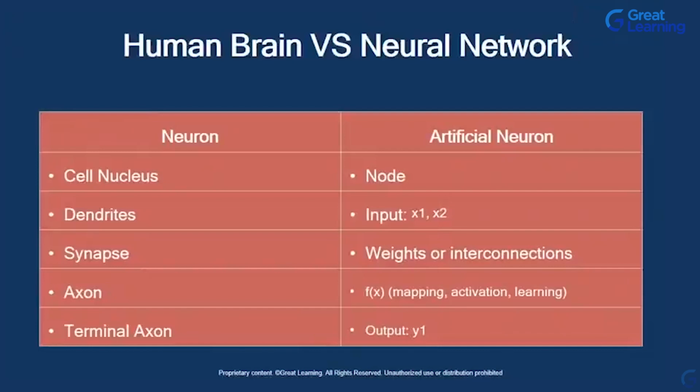Now we have the axon in our human brain. In the neural network, it corresponds to mapping, activation and learning. Lastly, we have the terminal axon, and for the artificial neuron, we have the output, that is the output layer. Why go for human brain versus neural network? We all know that a neural network is basically a replica of the human brain, right? Those who are new to this domain want to know what is similar between the human brain and the neural network, so I just want to clarify what we have in the human brain, what we have in the neural network, and how we can compare them, right?